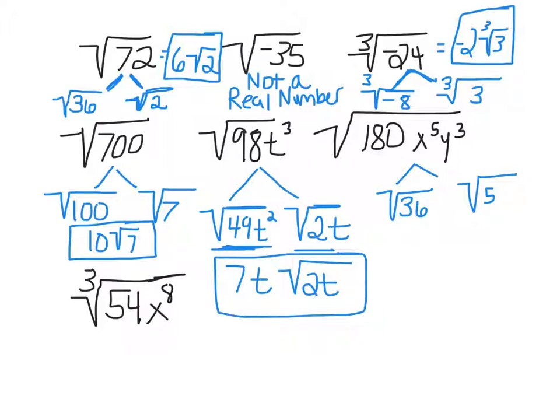Okay, let's look at the variables. X to the 5th. Well, 5 is not divisible by 2, so I'm going to need to break x to the 5th up. I can break x to the 5th up into x to the 4th and just x, right? Okay, and now let's look at y to the 3rd. Well, 3 is not divisible by 2, but I can break y to the 3rd up into y squared and y.